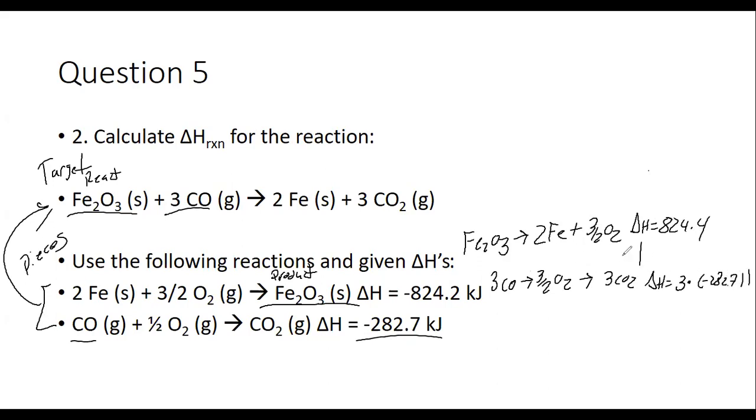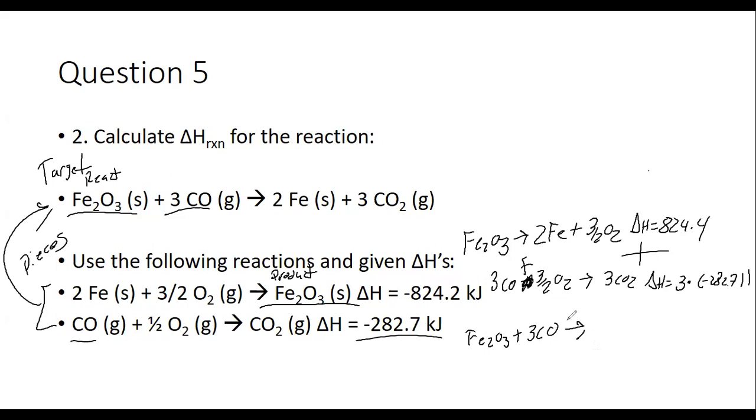And then I can add these together. When I add them together, I get Fe2O3 plus 3CO. Anything that's a reactant stays on the reactants. Anything that's a product will become a product. Let's see, I messed something up. Plus Fe2 goes to, I misdrew my arrow. Yeah, that's a plus right there.